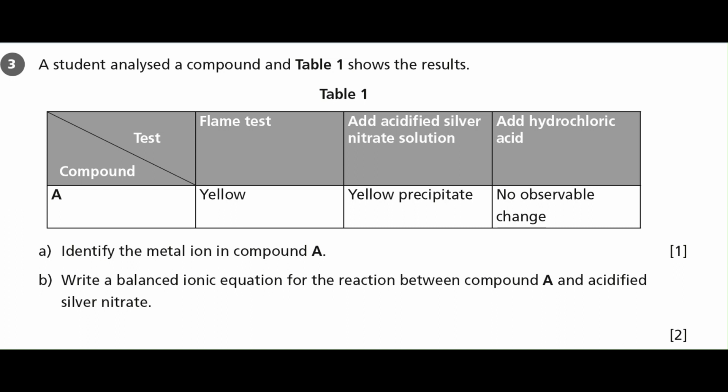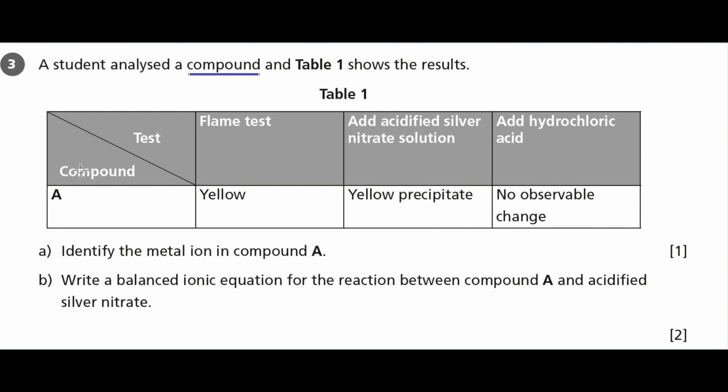Let's read the question together. A student analysed a compound and table 1 shows the results. So, in that introduction, the examiners told us we're looking for a compound. Remember, a compound is more than one element chemically joined together. Here are our results in table 1.